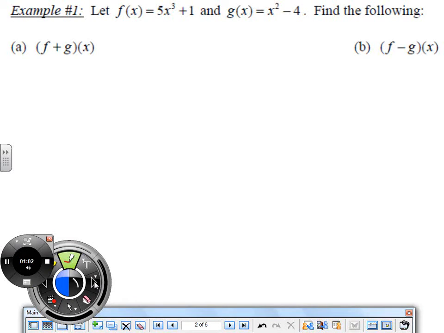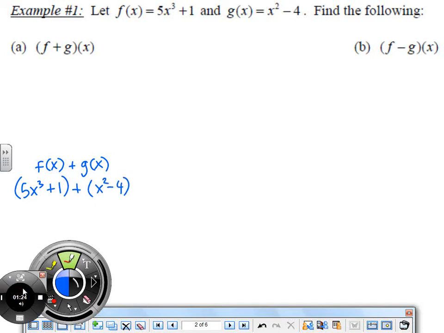And if I'm going too fast at any point in time, relay to the sub to pause the video. So f plus g of x really just means take the f of x function and add it with the g of x function. We're going to take 5x cubed plus 1, that's the f of x function, and add it with x squared minus 4, following normal procedure for combining like terms. So we have a cubic term, a quadratic term, and then the 1 and the negative 4 combine to make our constant term. And this new polynomial is f plus g of x.